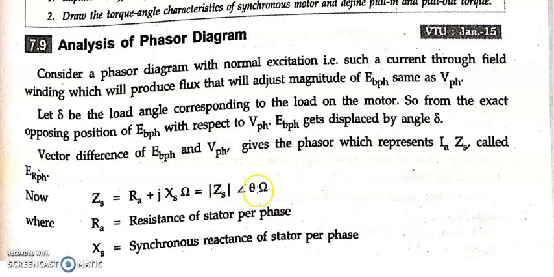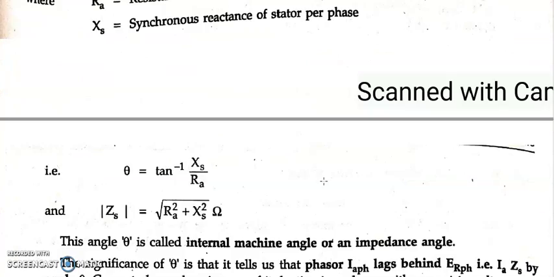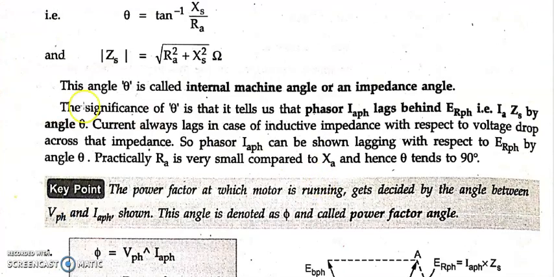Let us know what exactly theta is. Hope you understood what delta is. Delta is the load angle and it changes as per your load conditions. So you can see that theta is called the internal machine angle or impedance angle. Don't confuse delta with theta. Theta is the internal machine angle or impedance angle. And how is this theta formed? Theta is found very simply.